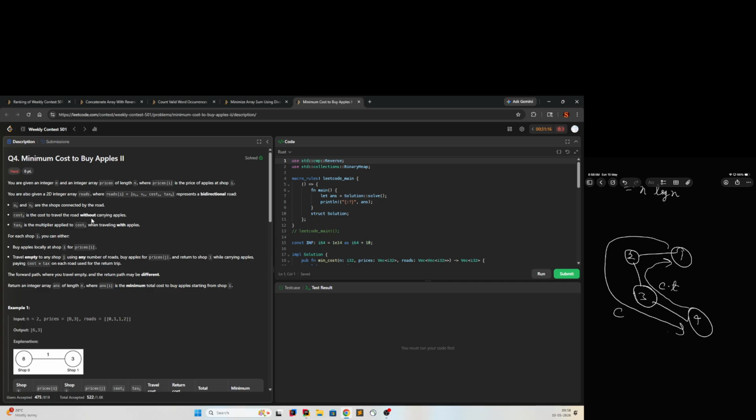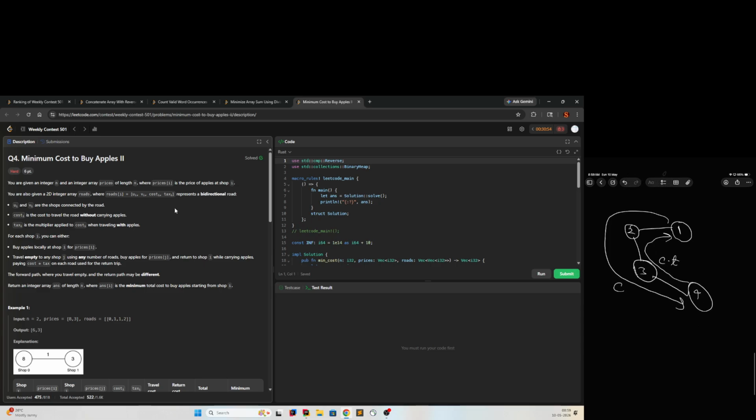We start at node 1, let's say, and we have to tell the minimum cost to buy apples. Here we are not concerned about any quantity of apples, we just want some apples. We are given the price of apple at each node, and the cost and tax for each edge. So from 1 to 4, it will be the summation of cost over the path, plus the price at 4, plus going back from 4 to 1, the summation of cost times tax.